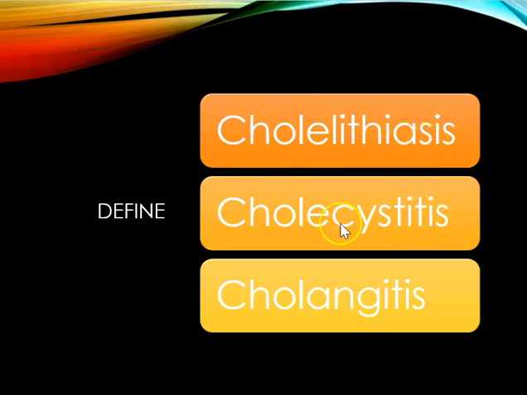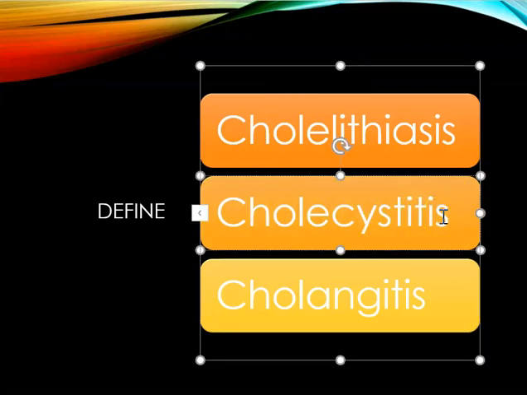Now, the cholecystitis, the cystitis part is going to be an inflammation. So that would be an inflammation of the gallbladder, because the chole part refers to the gallbladder and the cystitis part refers to the infection. And then here with this last one, we've got an inflammation of the duct. So that's going to be of the duct of the gallbladder. So just be aware of those 3 terms.